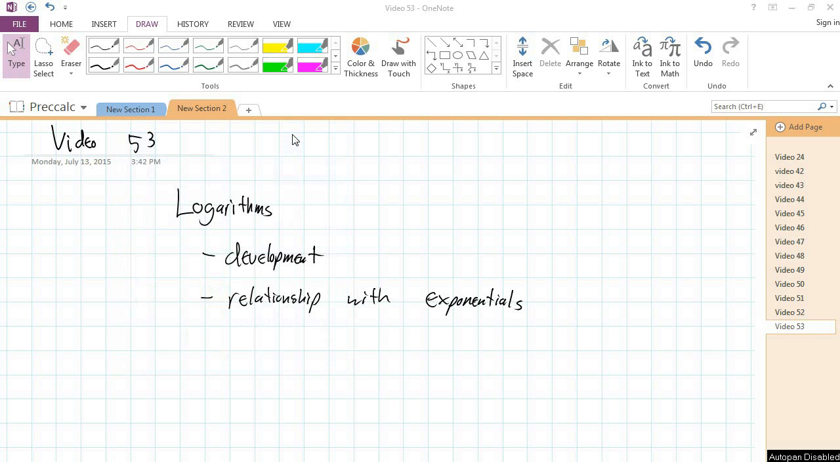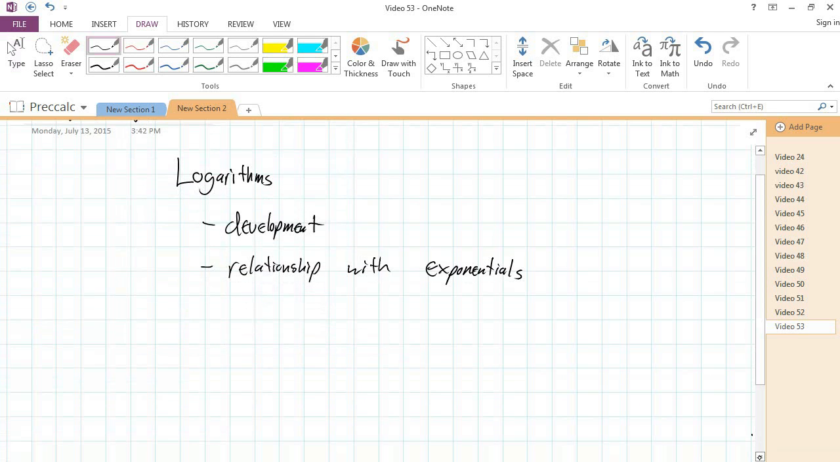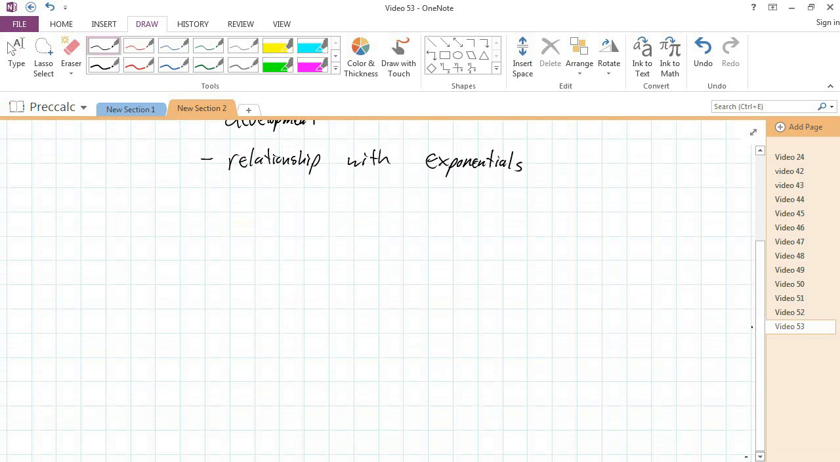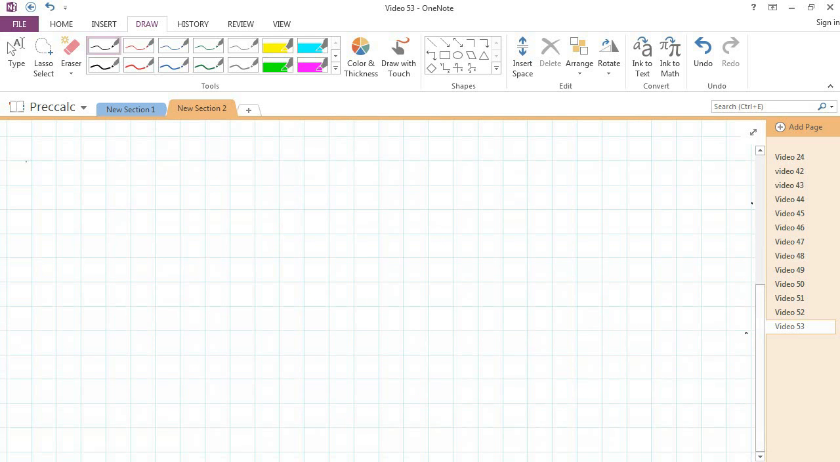So today I'm going to develop the idea of a logarithm and then we will look at the relationship between logarithms and exponentials. And I guess that's where we need to open, is that logarithms come from exponentials. So let's take a second and look at the graph of f of x equals 2 to the x.